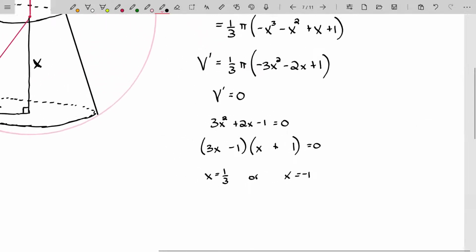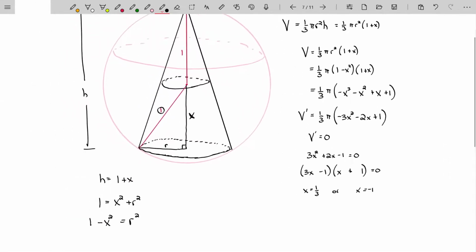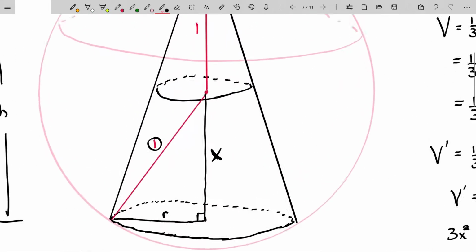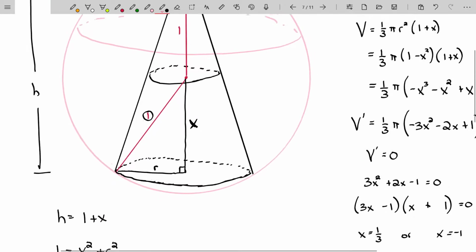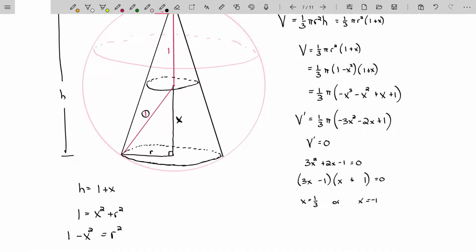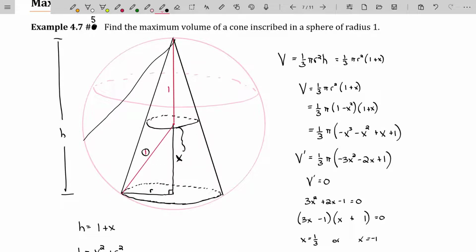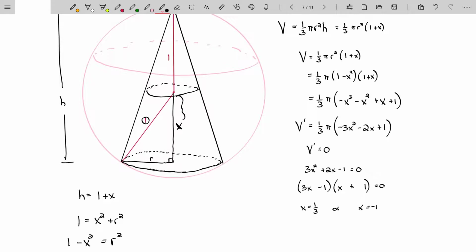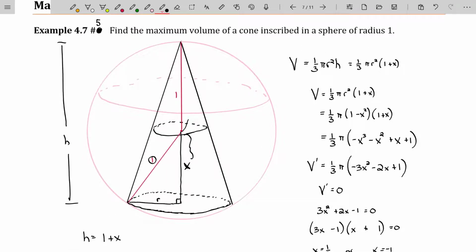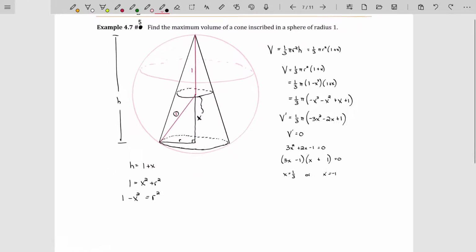Now, think about this geometrically. X is the extra distance that we have gone from the center. So we either go down a distance of 1/3 and create a cone there, which is a big old cone, isn't it? Or we let x equal negative 1. In other words, we go all the way back here and make a cone at this little dot. Well, that's ridiculous. That little dot, there's no volume to that dot.